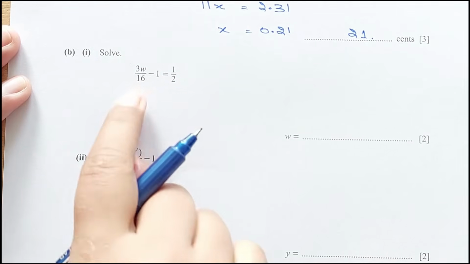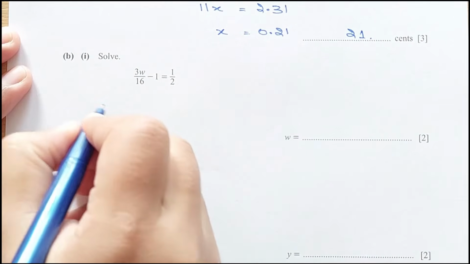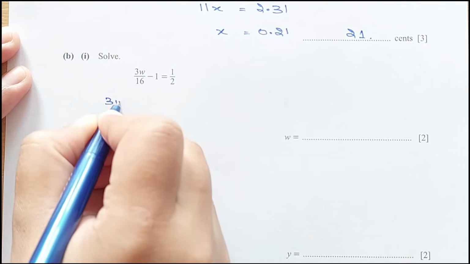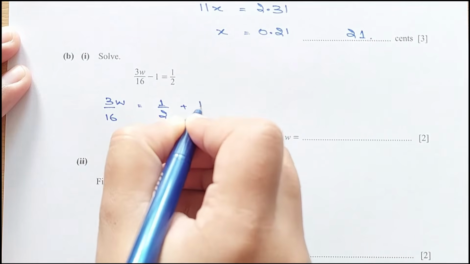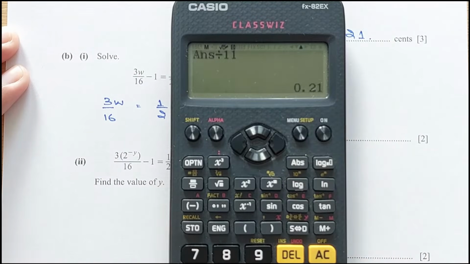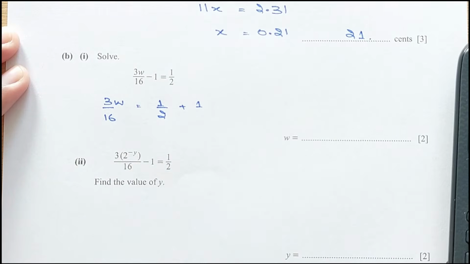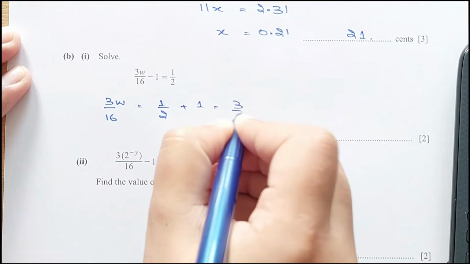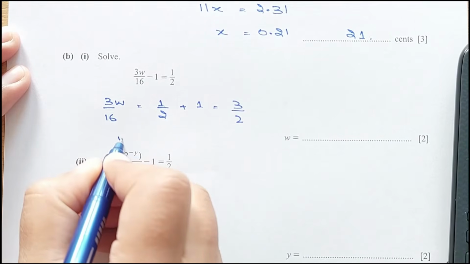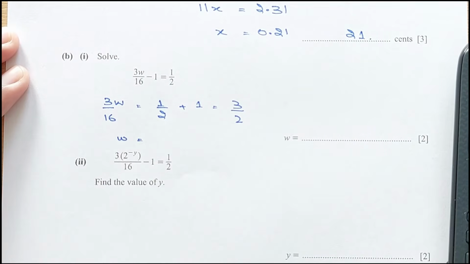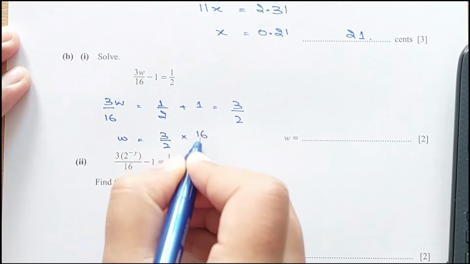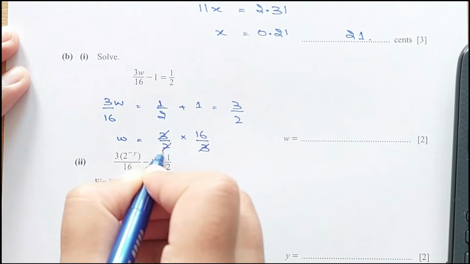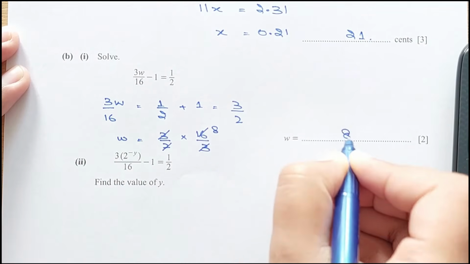Right. Now for part B, we have to solve for W here, right? So we have 3W over 16 equals 1 by 2 plus 1. Shifting 1 to the other side. What is 1 by 2 plus 1? 1 by 2 plus 1 is 3 by 2, right? So here we have 3 by 2. Now to solve for W, we have to multiply by the reciprocal of 3 by 16 on both sides. The reciprocal of 3 by 16 is 16 by 3. 3 is cancelled with 3, and 2 times 8 is 16. So W is equal to 8, right?